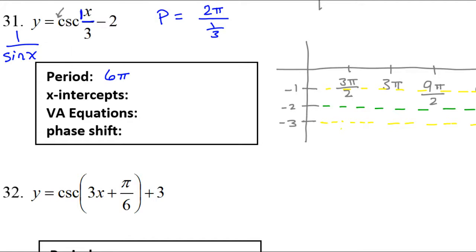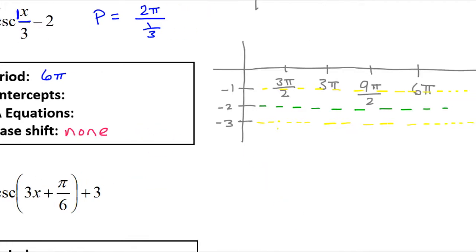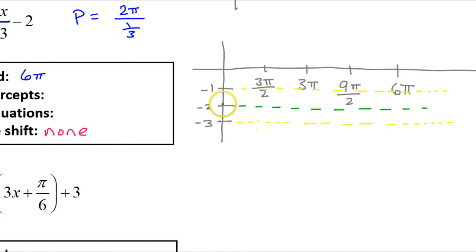Let us not forget the phase shift. We can go ahead and just say none. So here comes the sine function. We know that the sine function starts out on the midline. So the sine function is going to start right there at -2. And then it's going to go up the a value, to its highest point, and then back to the midline, and then down the a value, and then back to the midline. So here's my sketch, a very light sketch of the sine function.